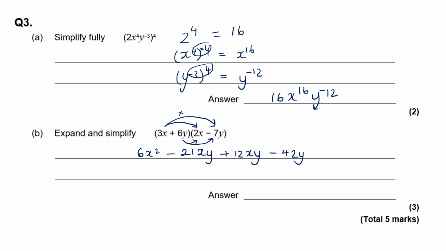I will then collect the like terms. Of course, this one here and this one here are xy terms, so we're going to be able to write it down as 6x squared. Negative 21 plus 12 is going to give me negative 9. That's going to be negative 9xy, take away 42y squared.